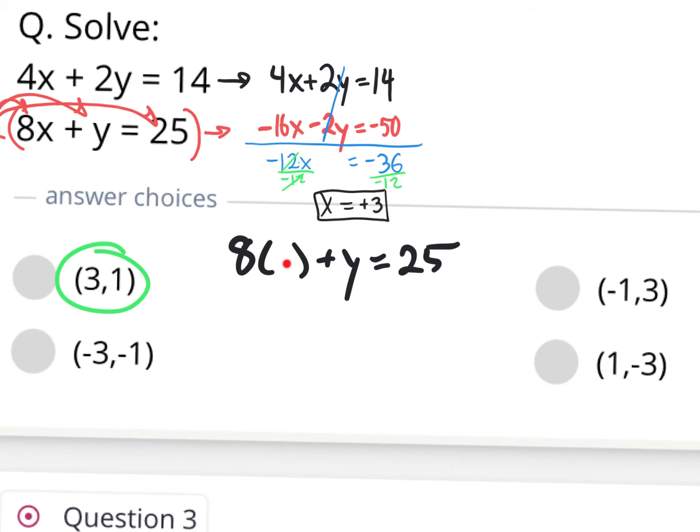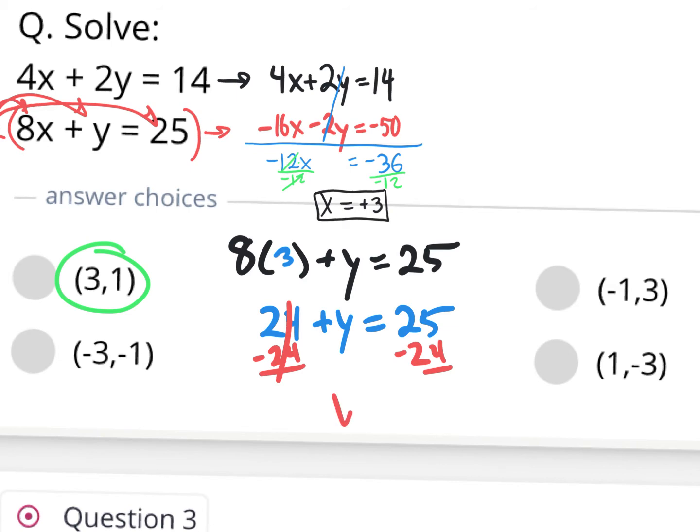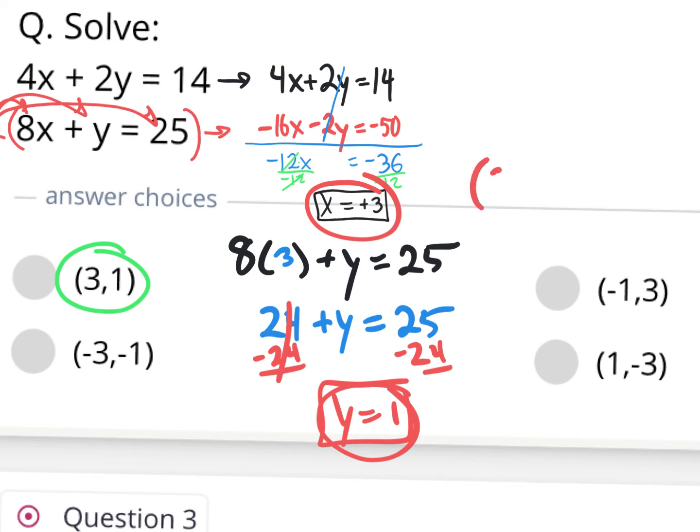Well, I put parentheses instead of x because we're going to plug in the actual x value of 3 right in there. So we have 8 times 3, that's 24, plus y equals 25. And of course, to solve for y, you get rid of the 24 by subtracting 24, and you will get y equals positive 1. So your coordinate is the x value of 3, the y value of positive 1. 3, positive 1. So yes, this is our answer, but we already knew that.